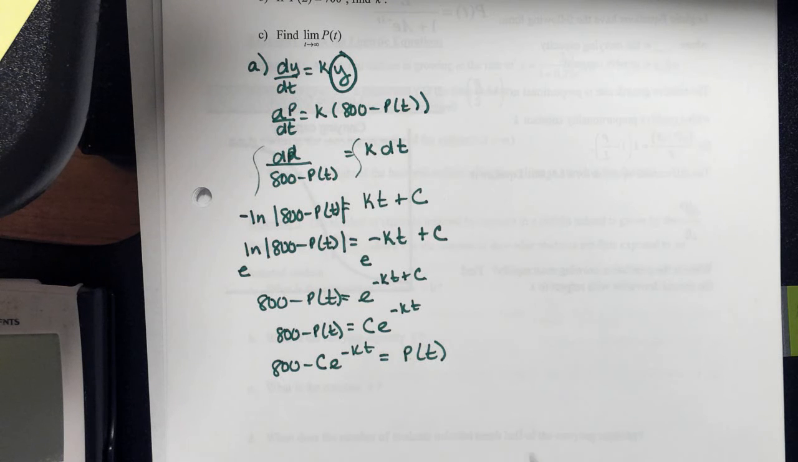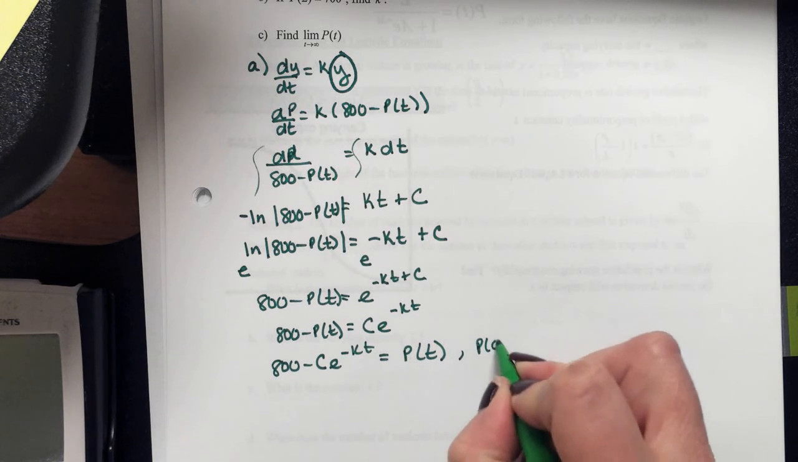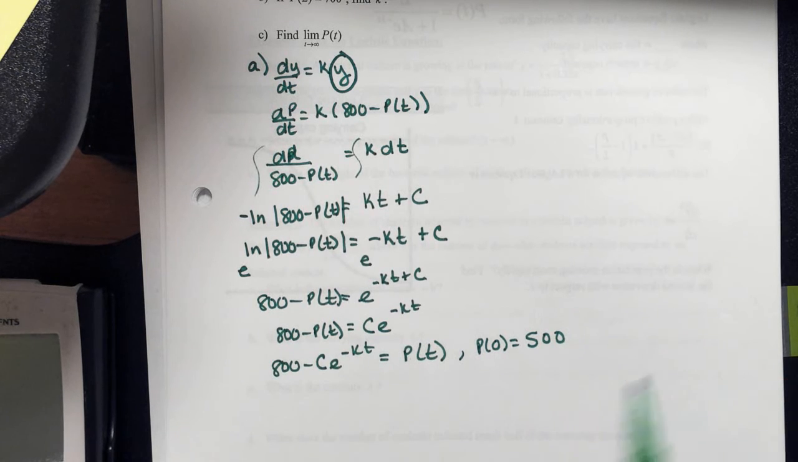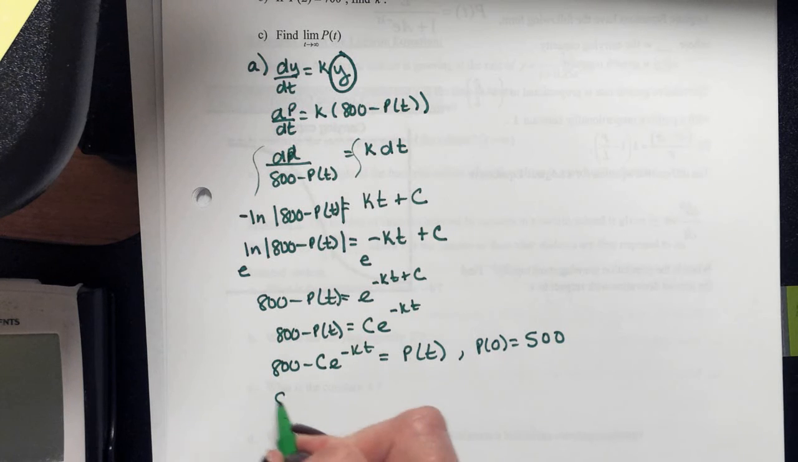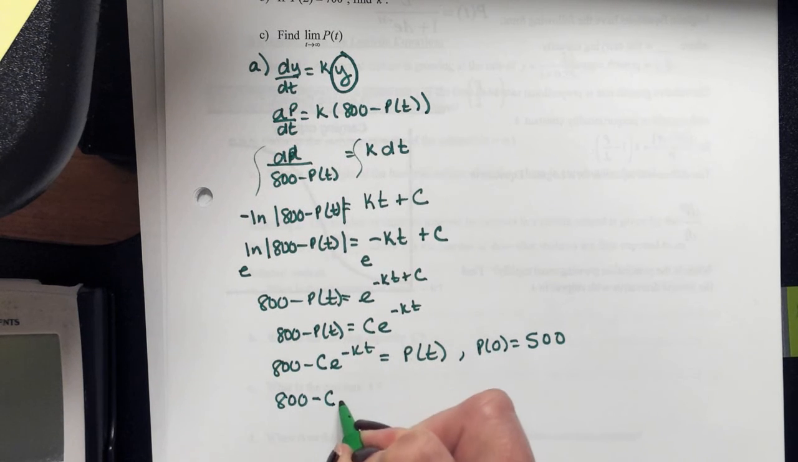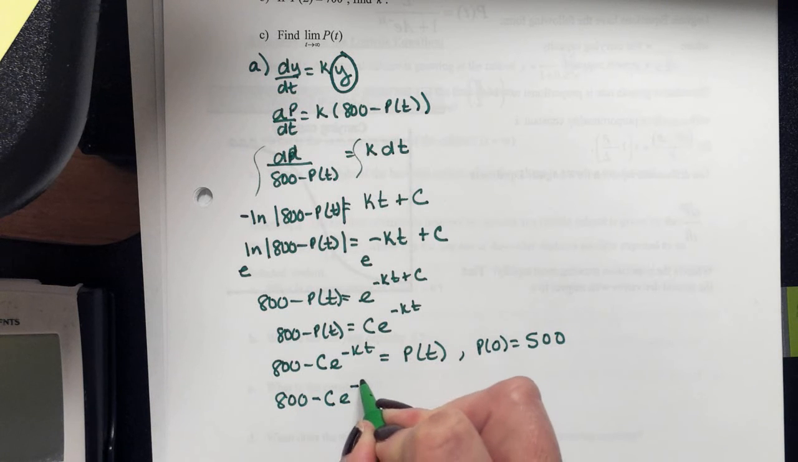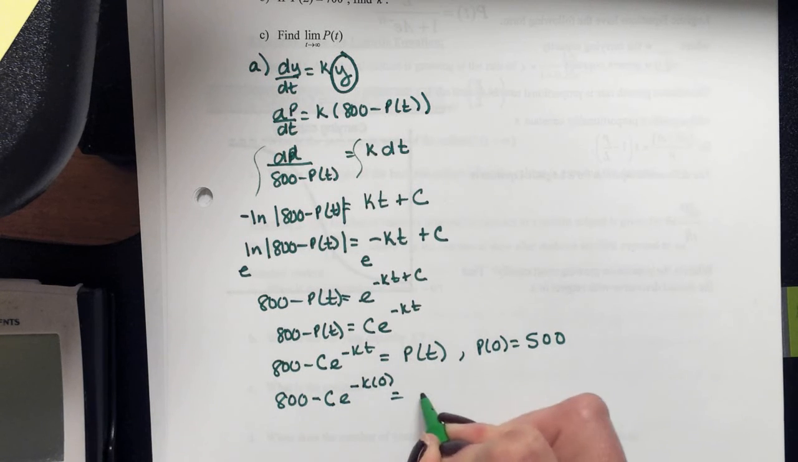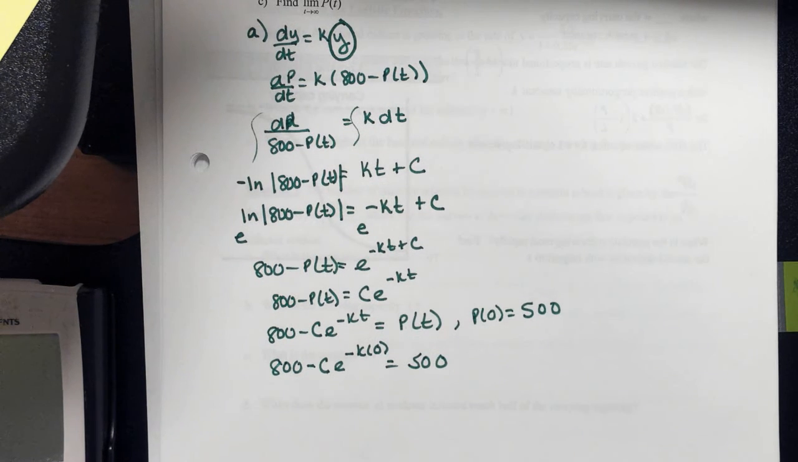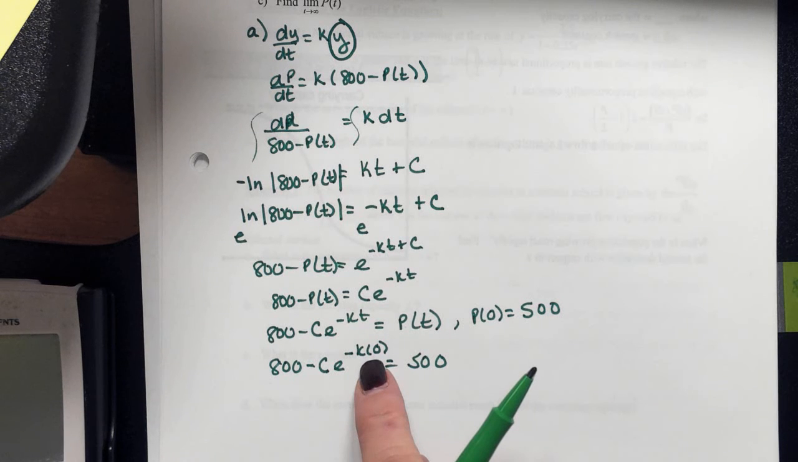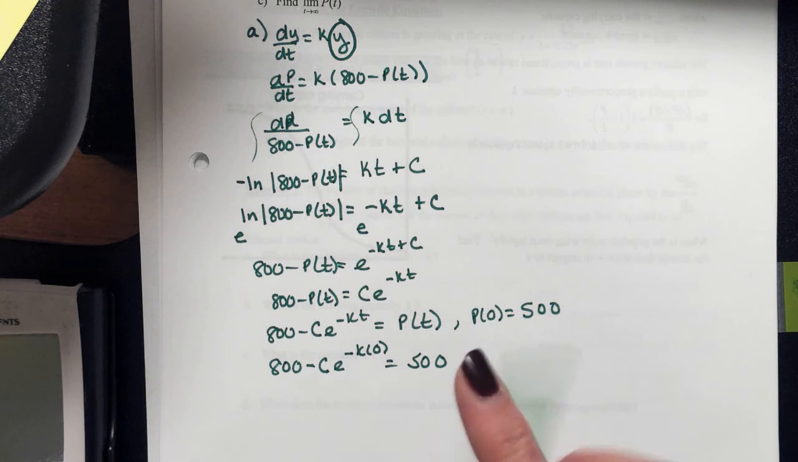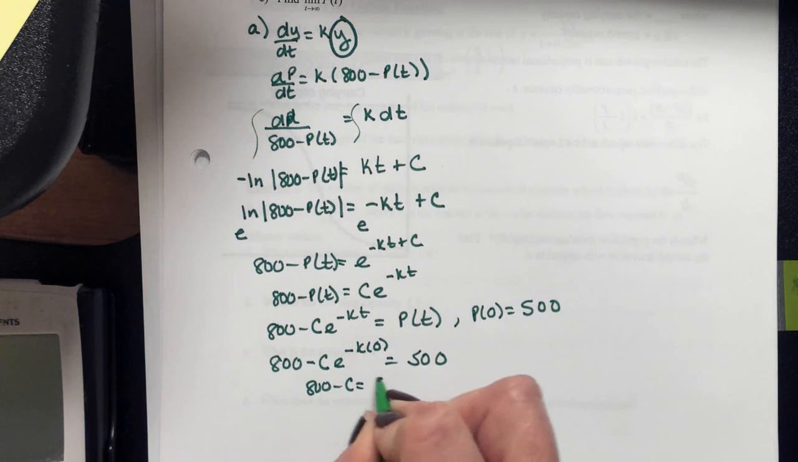So now this is where I'm going to use that initial condition. P of 0 is equal to 500. This is where I'm going to solve for c. So I have 800 minus c times e raised to the negative k times 0 is equal to 500. Well, I know e raised to the 0 power is just going to be 1. So I have 800 minus c is equal to 500.